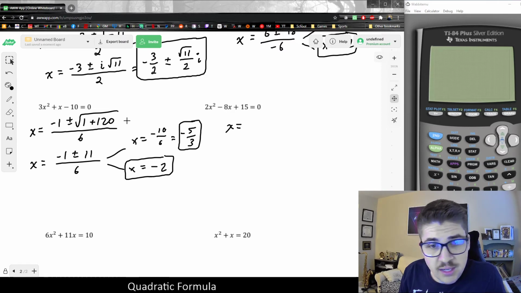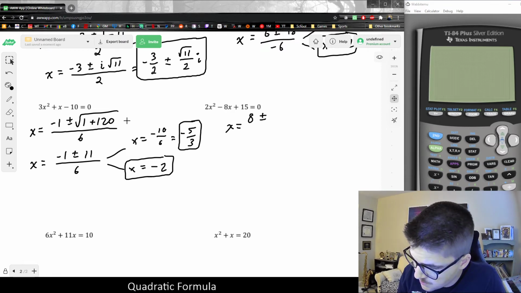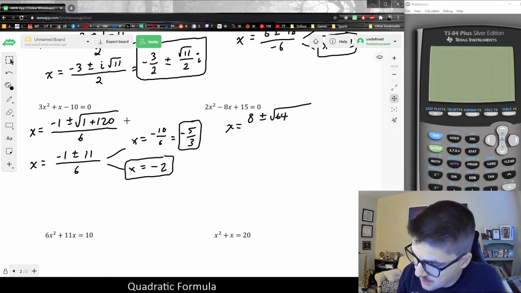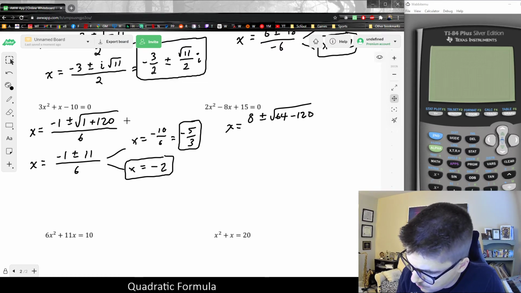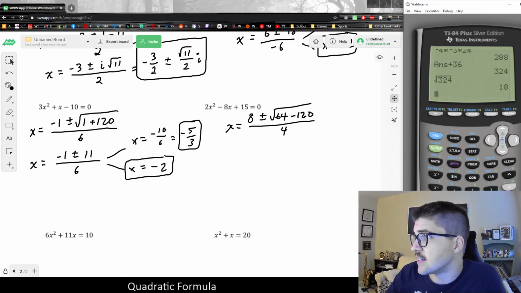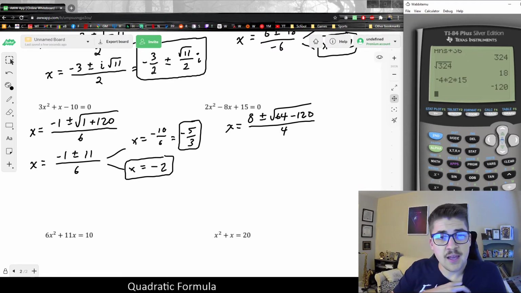So looking at the next one, negative b here is going to be 8 plus or minus b squared is 64 minus 4ac. 4 times 15 should be 60. So minus 4. And then 60 times 2 would be minus 120. All over 2a is 4. And here, it looks like we're going to have a negative discriminant. Let me just double check that because I did it in my head and for some reason I confused myself momentarily. Negative 4 times 2 times 15. Yeah, it's negative 120. And again, noticing that I have 64 minus 120.